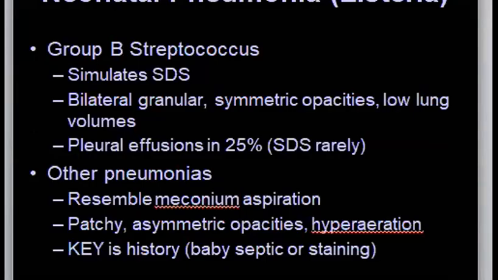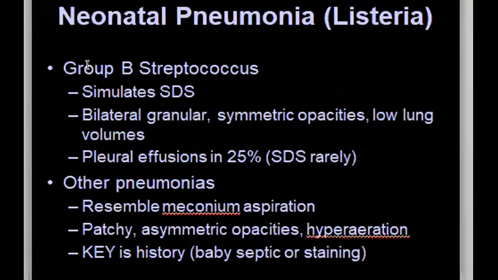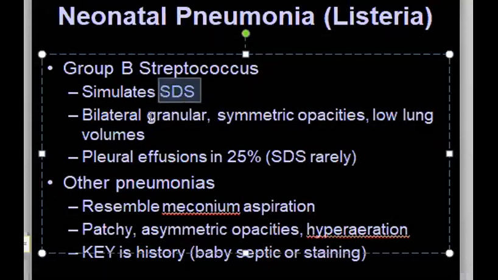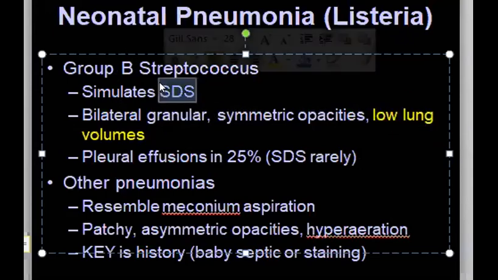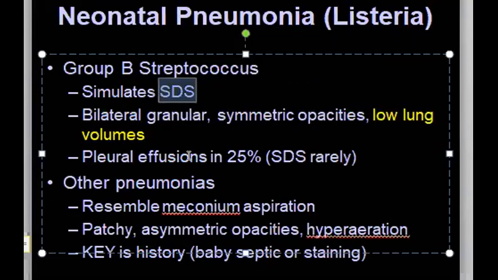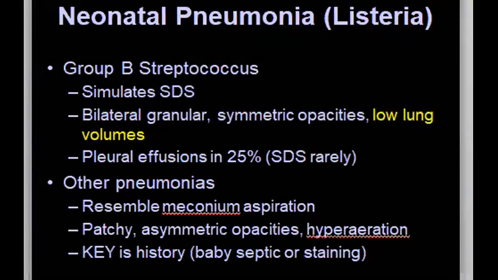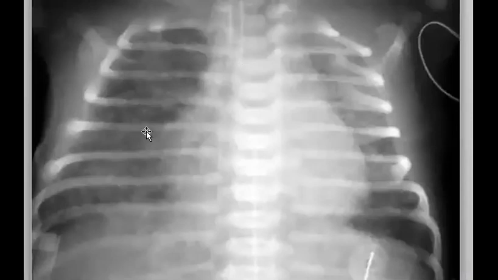We all know that there's something called group B streptococcal pneumonia. The most important differential diagnosis would be surfactant deficiency. It will be granular symmetrical opacities, low lung volume. So group B will be low lung volumes, the most important being surfactant deficiency. Non-group B, like this one, is the differential of meconium aspiration. Is it easy?